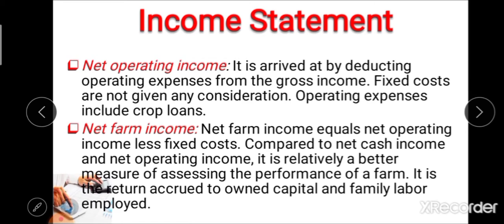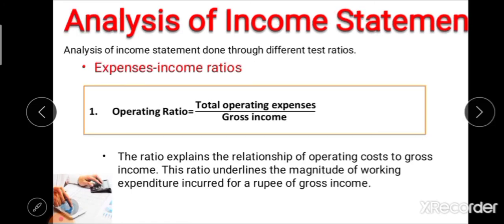After that, the next topic is analysis of the income statement. For the analysis of the income statement, different test ratios are used. These ratios are divided into two major groups: first is the expenses income ratio, and second is the investment income ratio. The first ratio, which shows the relationship between expenses and income, we call the expenses income ratio.